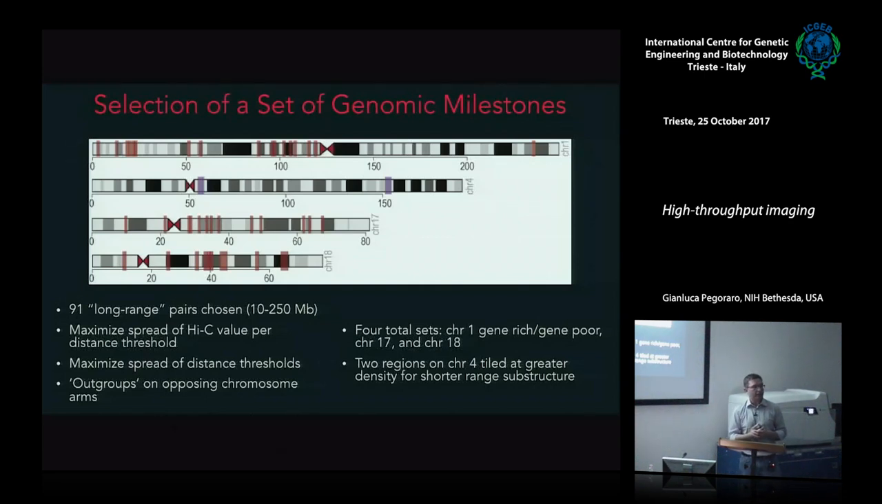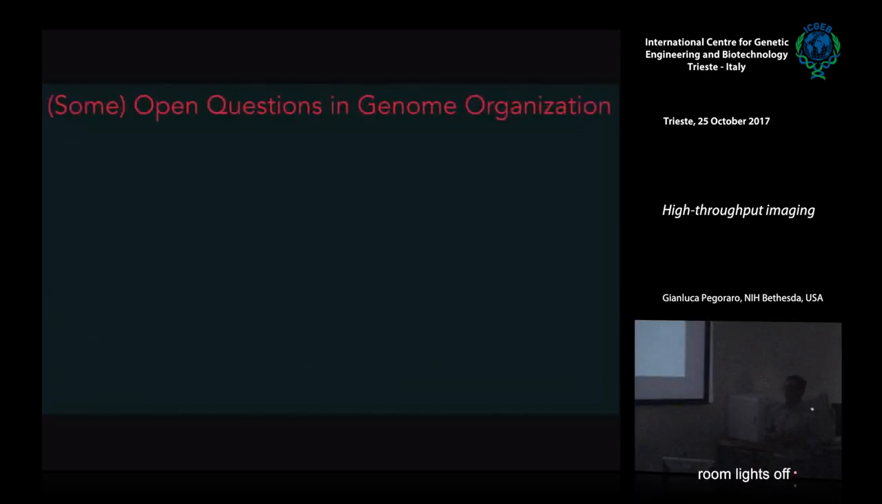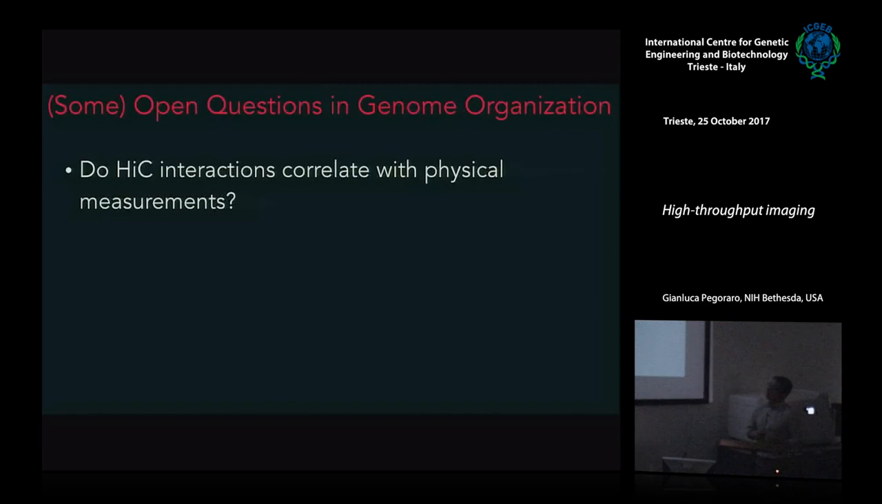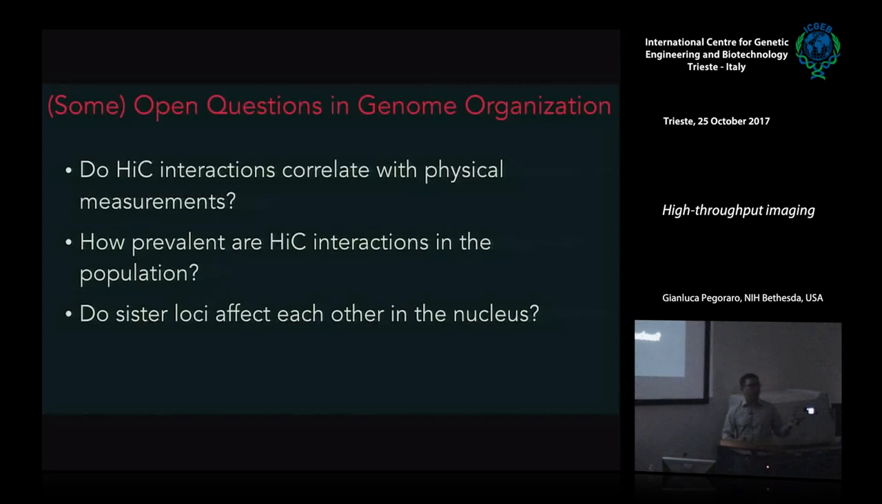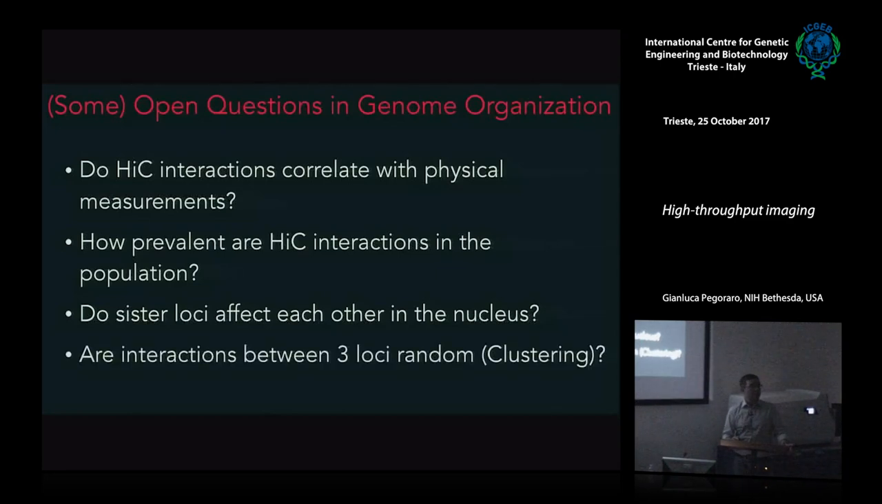Elizabeth went and actually generated DNA FISH probes and measured the interaction frequencies by HiPMap with hundreds of these probes. And with this fairly large data set of interaction pairs, she could start asking some of the open questions in the field. The first one is, do Hi-C measurements actually correlate with physical measurements? The second is, as I mentioned before, how prevalent are these interactions in the population? If an interaction has very high Hi-C levels, does this mean that it happens in all the cells or only in few cells? We have, as I mentioned before, two sister loci for each locus in the genome for the most part. If one interacts, does the other one interact as well in the same cell? And do clustering interactions actually happen?